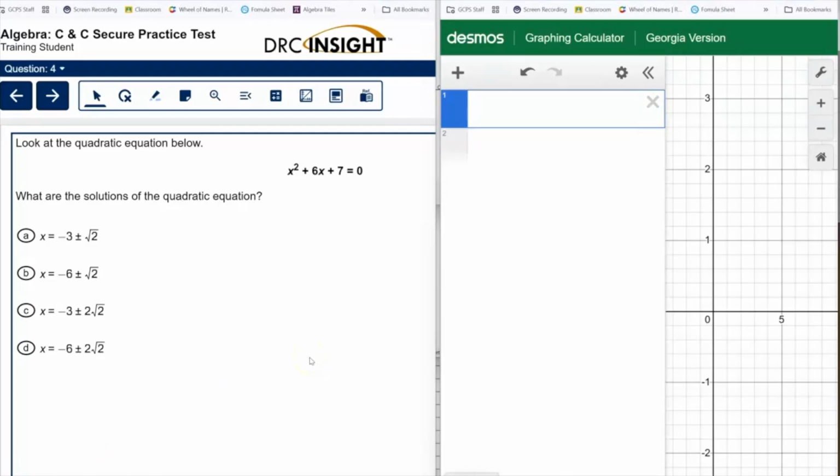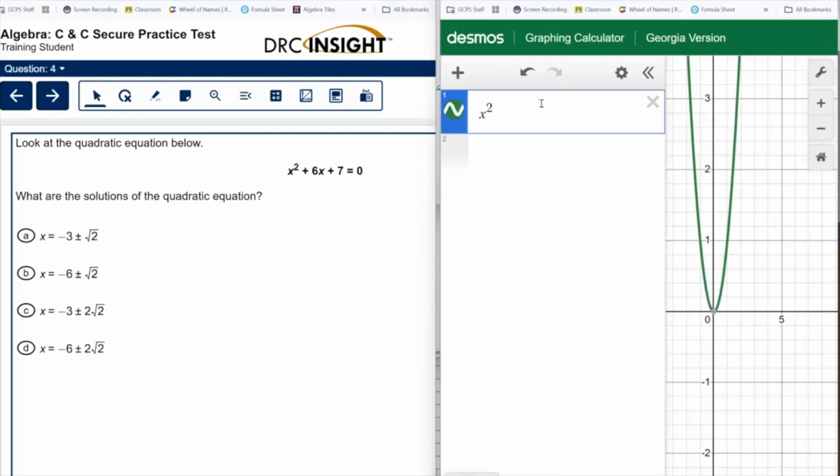Oh my gosh, I can't believe I forgot. So: solutions, roots, x-intercepts, and zeros. Those are the four words they could use to ask the same question. So if they're asking me for my roots, I know that I'm looking for my x-intercepts.